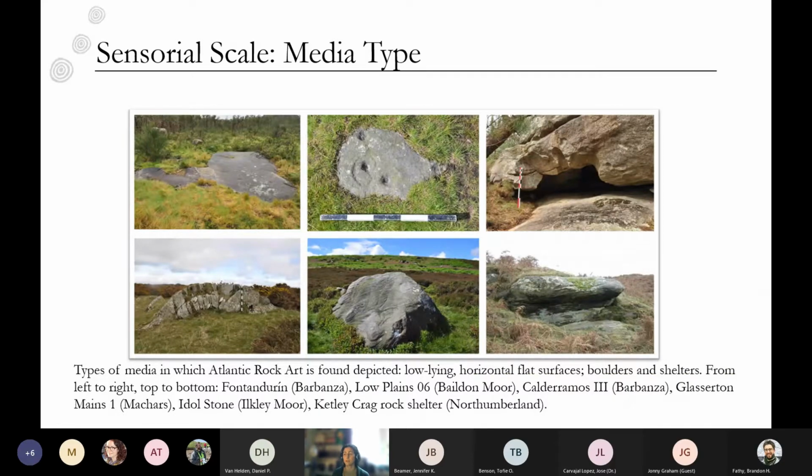So looking at the media type, essentially the rocks where the carvings were produced. And typically Atlantic rock art is known for being created on flat and flush with the ground boulders and outcrops in the open landscape, which is indeed the great majority of the cases. But there are variations, with some carvings being done on sloped surfaces, some of them on small shelters, and in Scotland even, you have the unique example of Ballochmyle, where you have this massive, completely vertical wall carved with lots of cup and ring motifs.